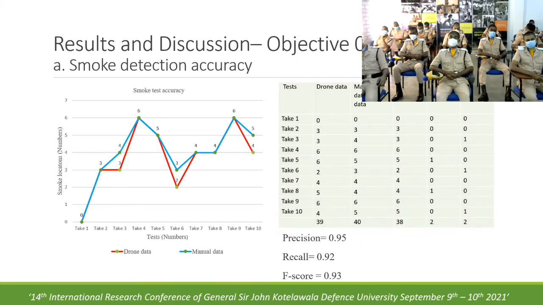The safety officer manually counted 3 smoke points. It's 100% accurate, and the drone count is also 3. If we compare both, the accuracy of the drone is 100%.